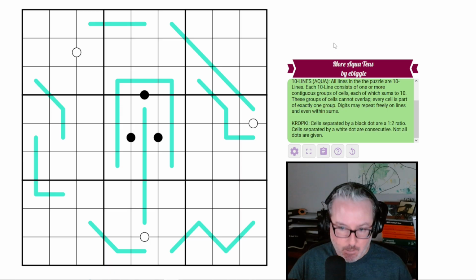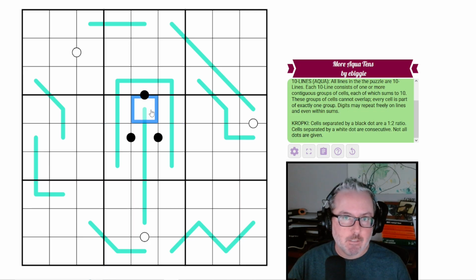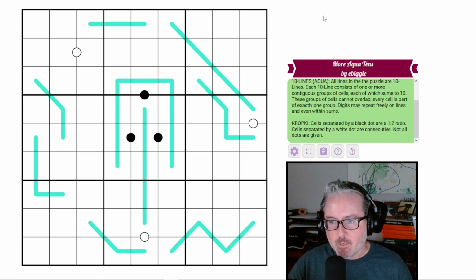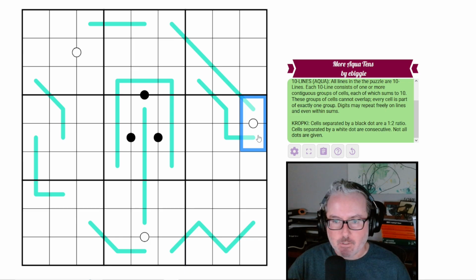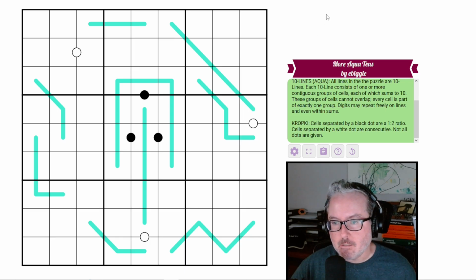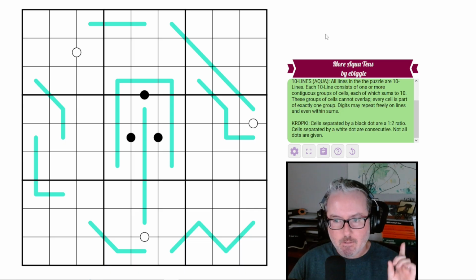And then we have Kropkis as well. So cells separated by a black dot are in a 1:2 ratio. Those are these guys here. So these guys will be in a 1:2 ratio, or one of them will be double the other. And then cells separated by a white dot are consecutive, which are these guys here. So these guys will just be consecutive. And then not all dots are given, so there's no negative constraint. Cool. So those are all the rules.